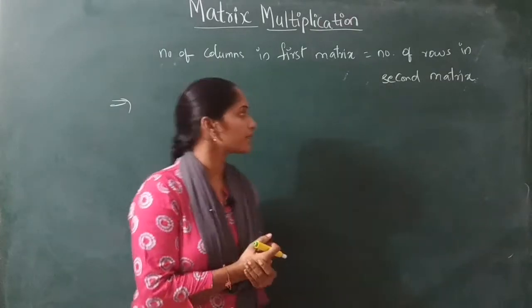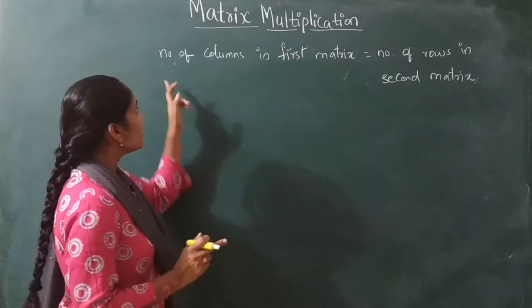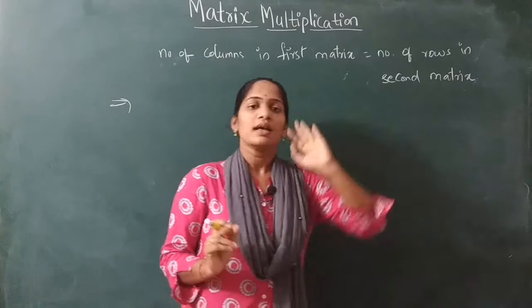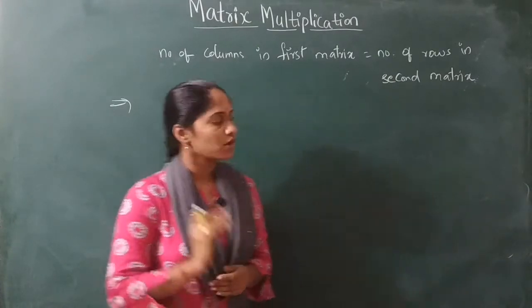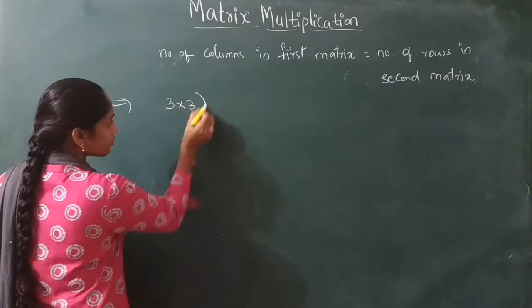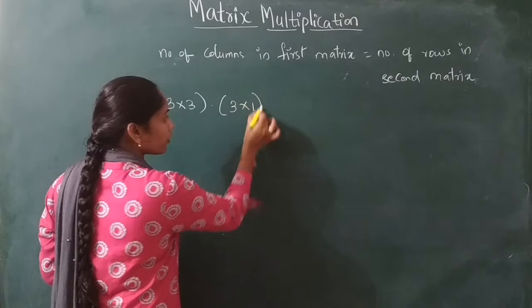So just what I have discussed: to multiply two matrices, the number of columns in the first matrix is equal to the number of rows in the second matrix. This is your equation. So now let's see how. The first matrix A is of order 3 cross 3, right? Now you are taking another matrix B of 3 cross 1.